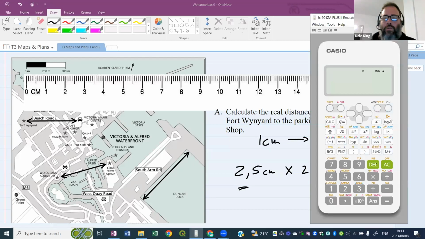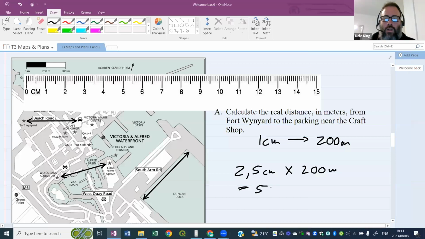Right, so 2.5, let's get the calculator. It must work for me. I bought this thing. It's worked for me. All right, that gives us 500 meters. So when the question says, what is the real distance from Fort Wynyard to the craft shop? You can tell the person marking this exam, it is 500 meters.